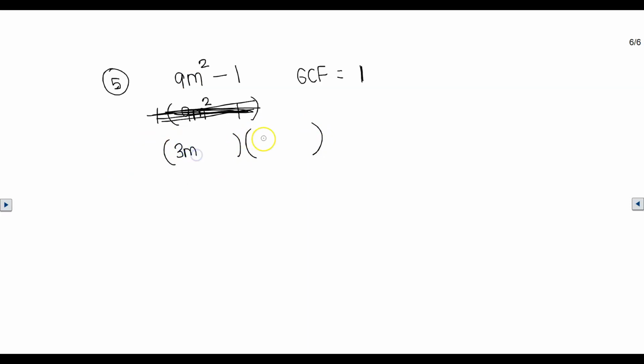3m times 3m to get the 9m squared. 1 times 1 to get the 1, plus and minus, because that's the pattern. And this would be my answer. So if the GCF turns out to be just 1, there's no benefit to that. So you don't have to bother with it.